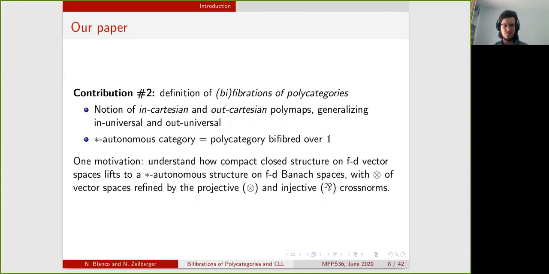And so the two norms that you will put on your tensor product that will give you the tensor and the par are called the projective and injective cross norm, and they are known in the community of functional analysis. For example, because they have this universal property that they are extremal on the set of norms that you can put on the tensor product. So any norm that you can put on the tensor product and that is well behaved in some sense will lie between those two norms. And we will see that this property of being extremal comes from the fact that they are defined using Cartesian polymaps.